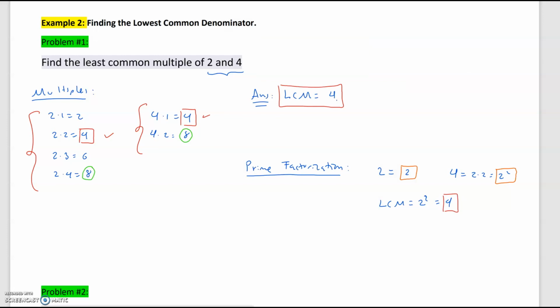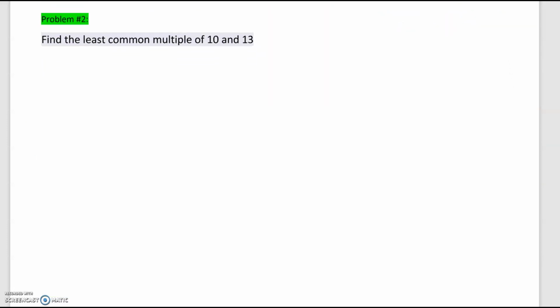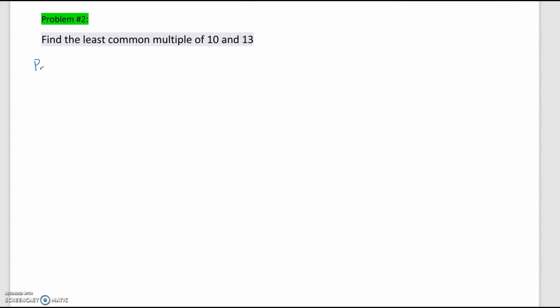Let's take a look at another example where the numbers are a little bit larger. And in that case, we're just going to be looking at the prime factorization. So for example, let's take a look at problem 2. And the prime factorization is going to be as follows. So we're looking at the value of 10. This is equal to 2 times 5. And technically 13 is just 13 because 13 is prime.